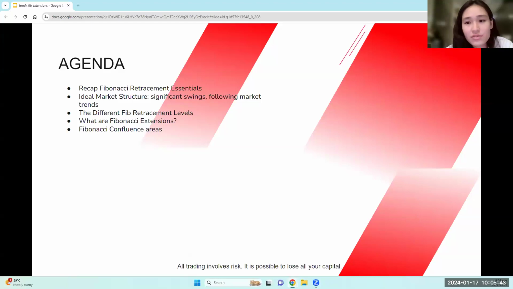Okay, so here is our agenda for today. We will do a brief recap of the Fibonacci retracement essentials that we went through last week. And then we'll look at ideal market structure. So what are considered significant swings, how you can follow market trends, and then the different Fibonacci retracement levels, followed by this week's Fibonacci extension slides. Then we'll look at Fibonacci confluence and how you can combine what we learned last week, so Fibonacci retracement, with this week's extensions.